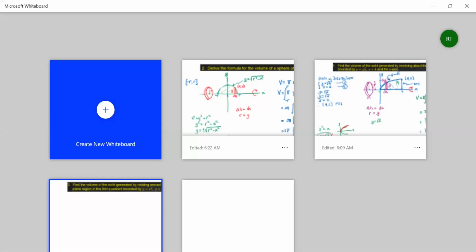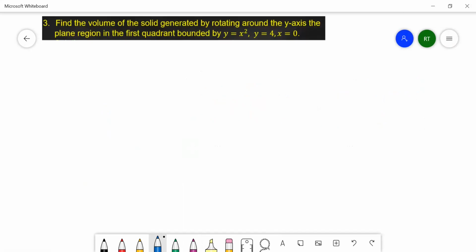Okay, and let's have the third example using the disk method again. In the third example, we will find the volume of the solid generated by rotating about the y-axis the plane region in the first quadrant bounded by y is equal to x squared. Of course, y is equal to x squared is a parabola opening upward. y is equal to 4 is a horizontal line, and x equals 0. Of course, x is equal to 0 is the y-axis. So the region R is bounded by the y-axis.